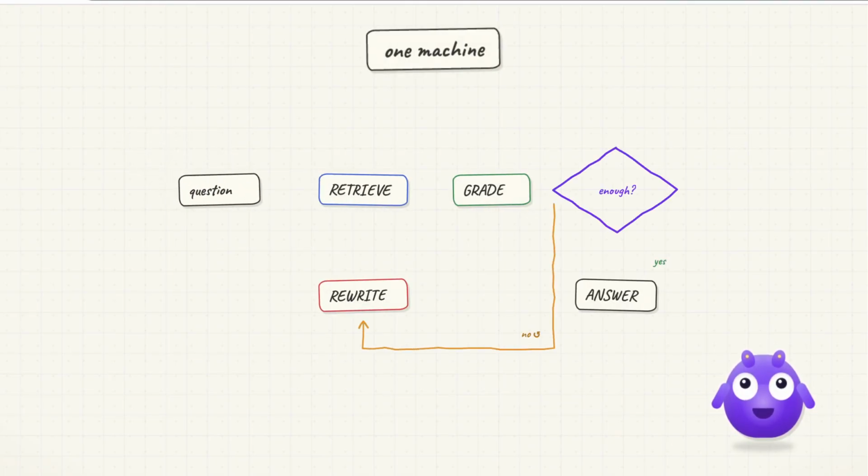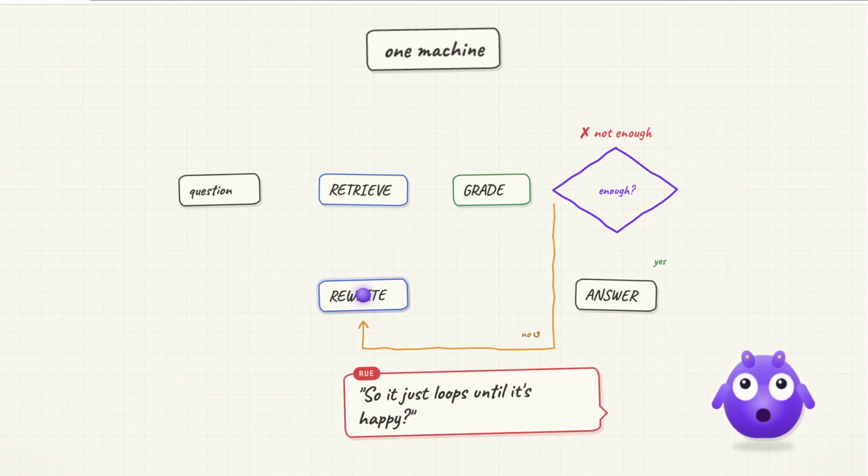Here's the whole machine on one page. A question comes in. The agent retrieves some documents, grades them, and hits a gate. Is this enough good material to answer? Yes goes one way, no goes another. So let's send a real question through: retrieve, grade, and at the gate, only one document survived. Not enough. So instead of answering from thin air, it takes the no road, rewrites the query, and goes back.